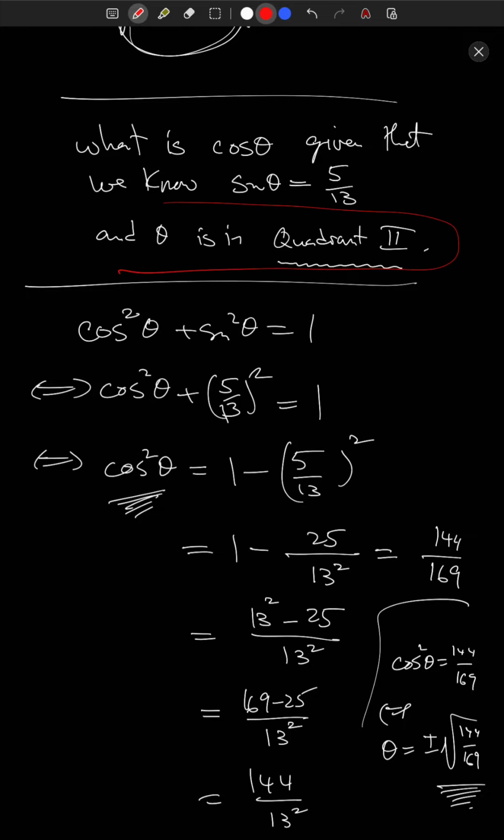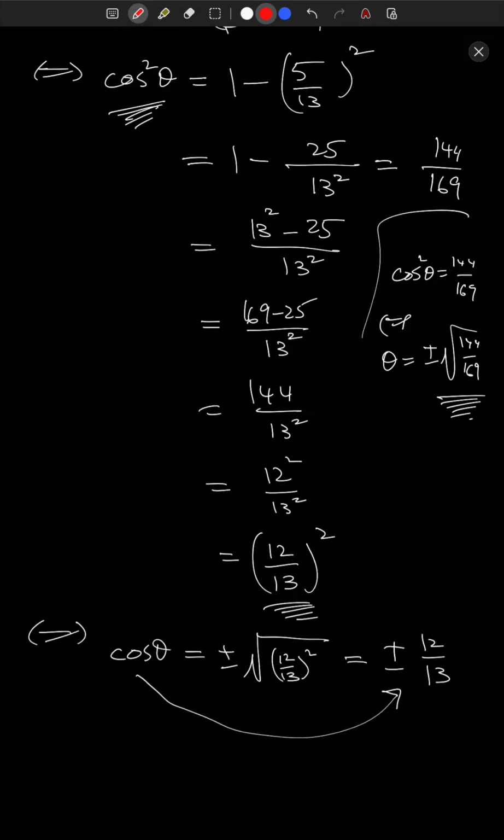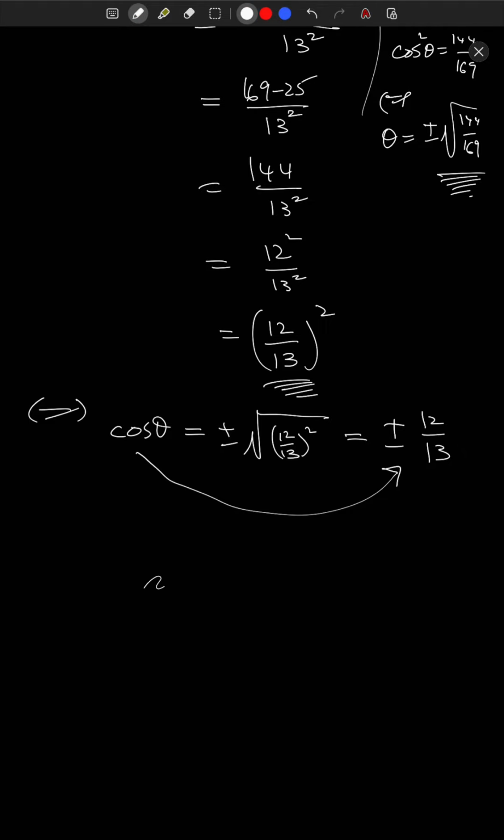Theta is in quadrant 2. So what does theta being in quadrant 2 mean? That means that theta lives somewhere here. Theta is an angle in quadrant 2, so it's perhaps something that looks like that. It's between this vertical and that horizontal.